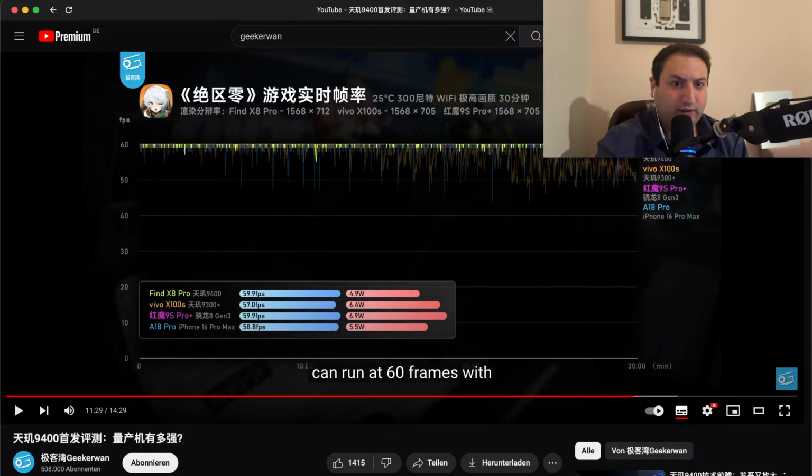1728 times 797, that's 1.377, and divided that by 1568, and divided that by 712. We have the iPhone running at 23% higher resolutions.